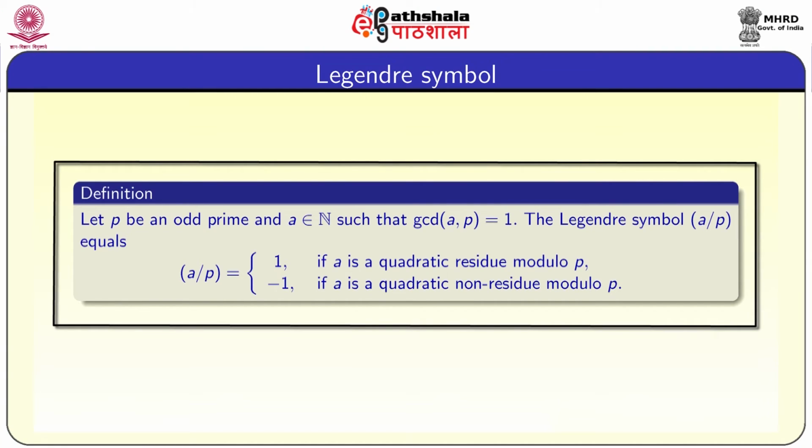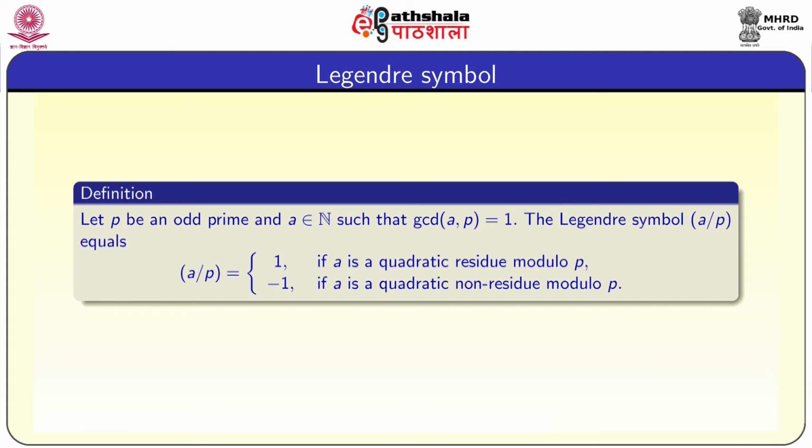Now, we are going to introduce the Legendre symbol. The definition is like this: let p be an odd prime and a a natural number such that GCD of a comma p is equal to 1. The Legendre symbol is denoted (a by p), which is defined as (a by p) equal to 1 if a is a quadratic residue modulo p, and (a by p) equal to minus 1 if a is a quadratic non-residue modulo p.